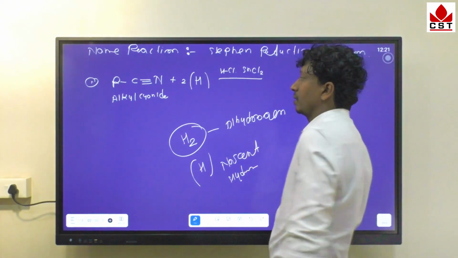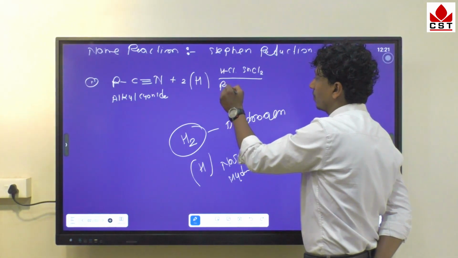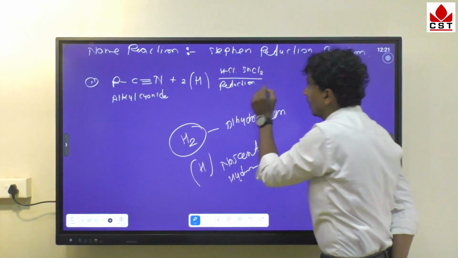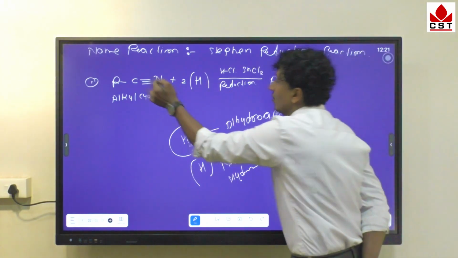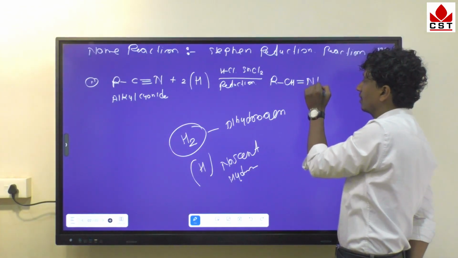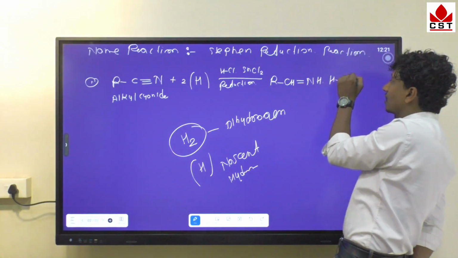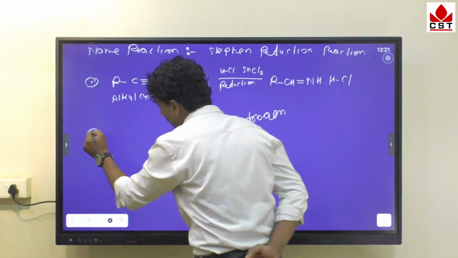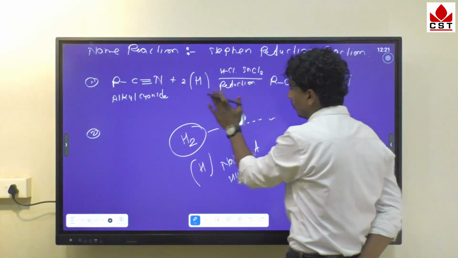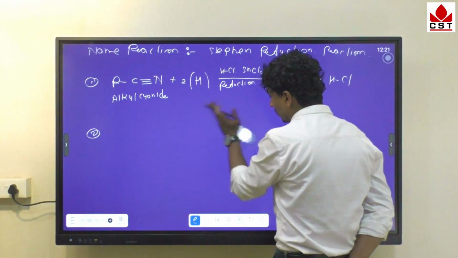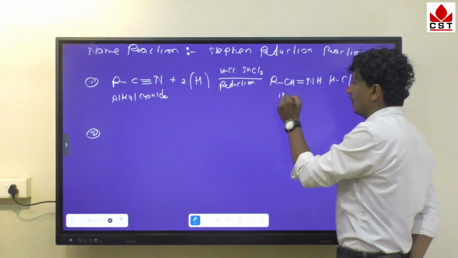This nascent hydrogen is added across the multiple bond of C triple bond N, and this type of reaction is a reduction reaction. The product is R-CH double bond NH·HCl. This is a two-step reaction. In the first step, an intermediate is formed.